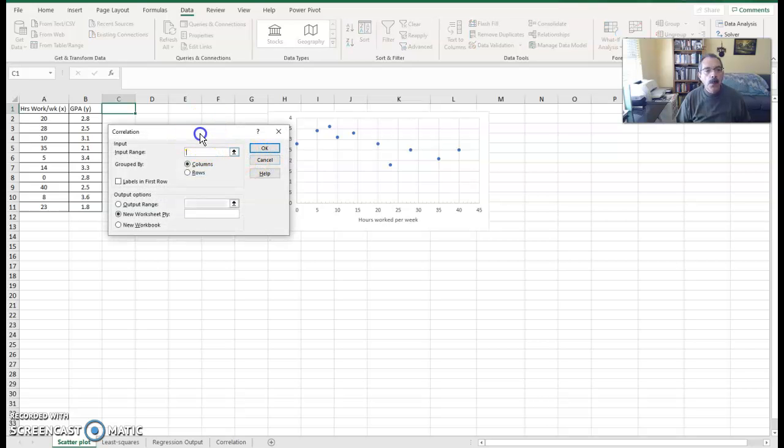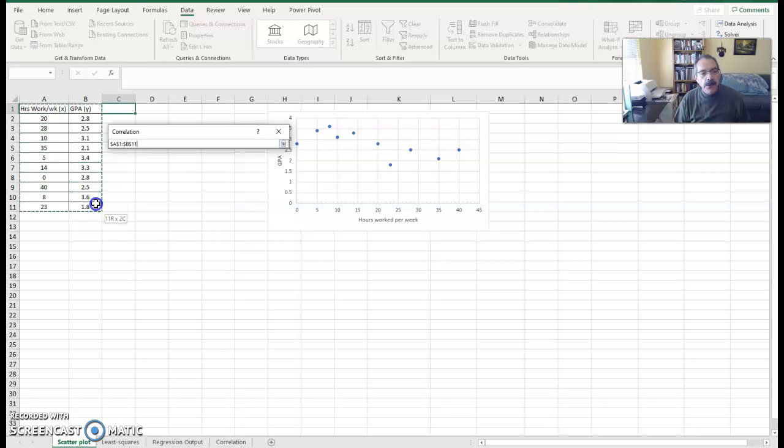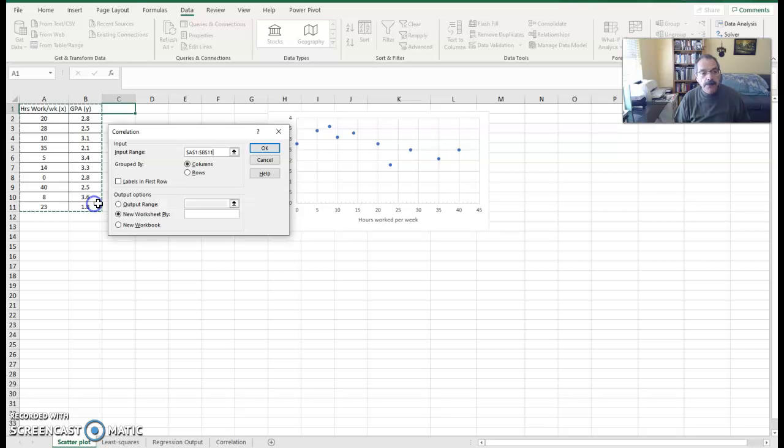Then this window opens and you see that it's looking for the input range for the entire data. So in this case, once the cursor is blinking on that window, just click on the very first cell of your data set and then drag it all the way so that you include both columns of data and all data. Once you do that, then you have input the range of the data. Then because we included the labels, click on labels in first row and then click OK.